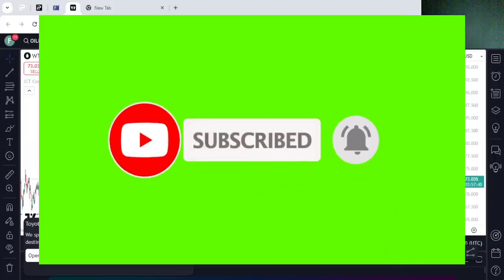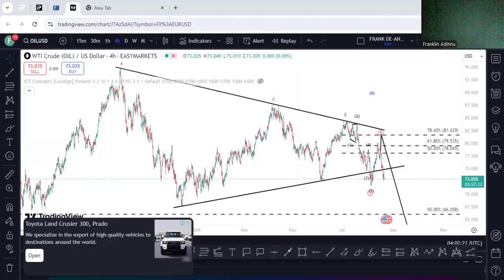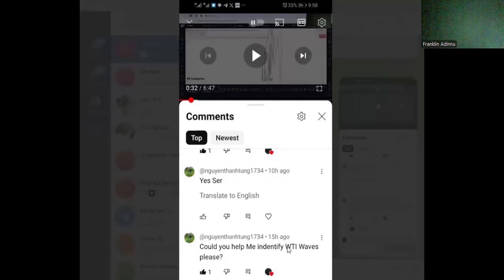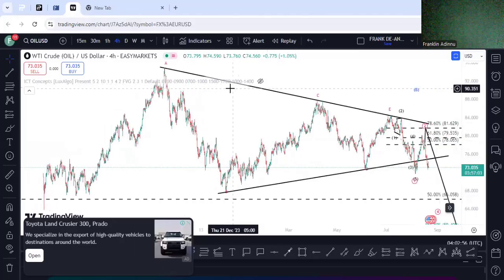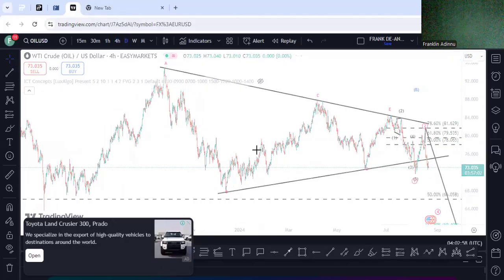Hello guys, this is WTI oil from a member of mine who asked me to analyze it. He said, could you please help me to identify what waves? What's the wave?